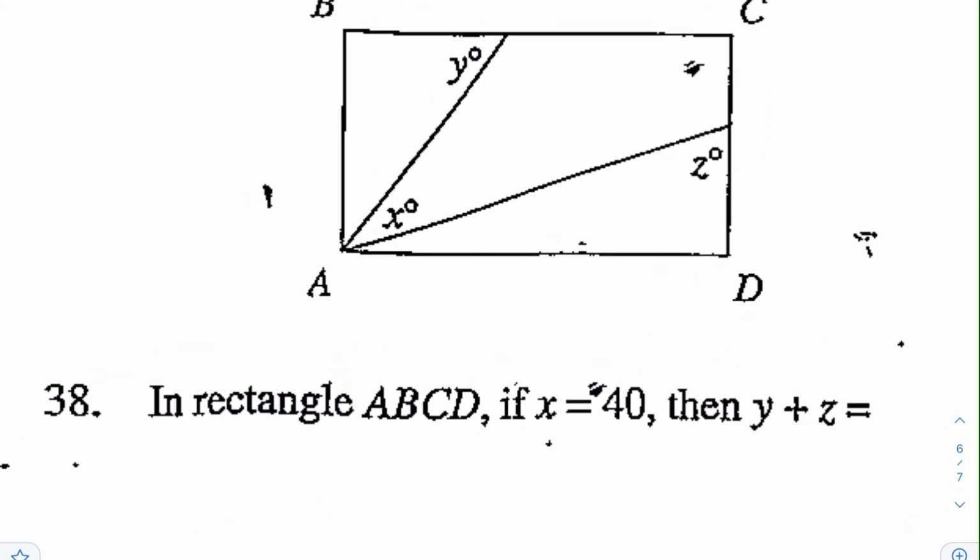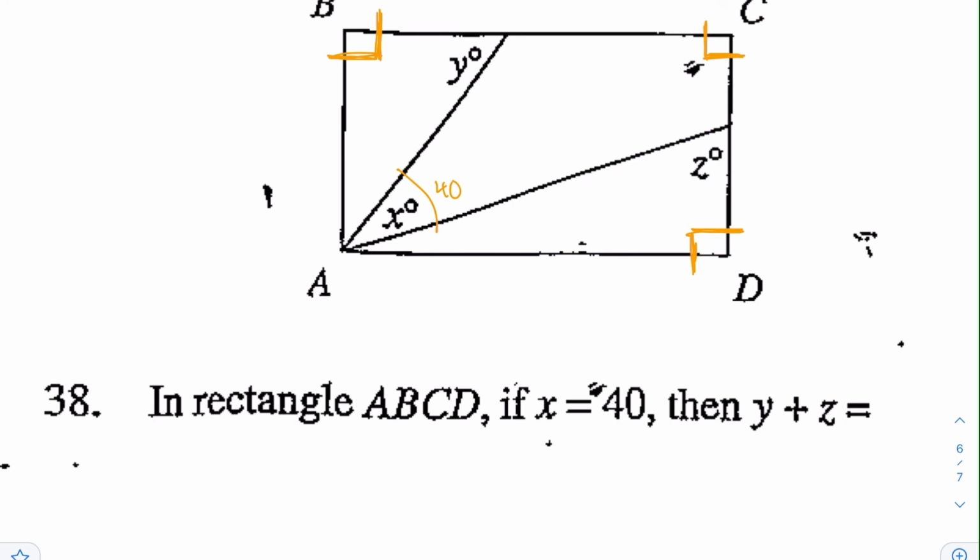Next one, number 38. In rectangle ABCD, if x is equal to 40 degrees, then y plus z is equal to what? So here for this rectangle, you know that the corners are equal to 90 degrees, because all angles are right angles in a rectangle. Now you want y plus z.